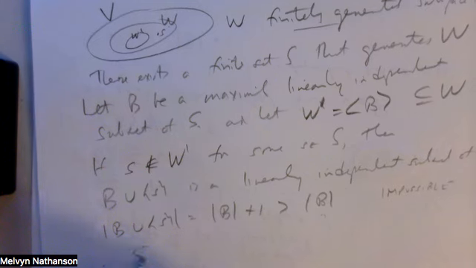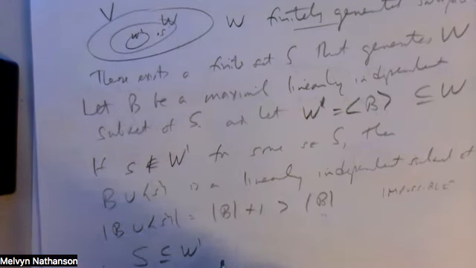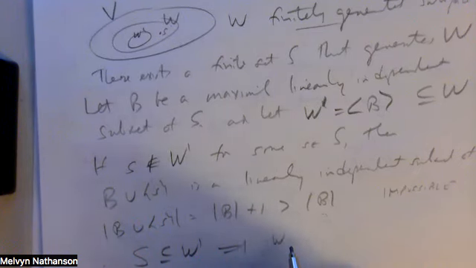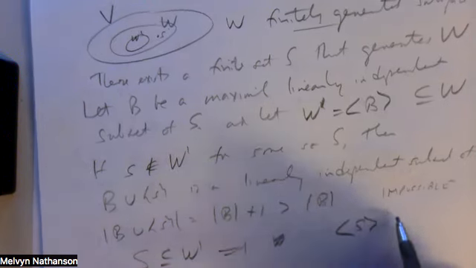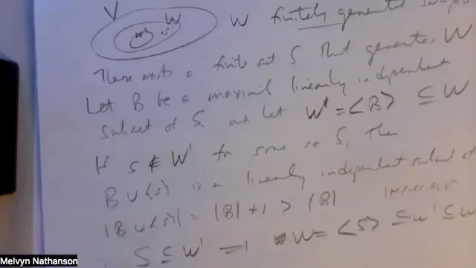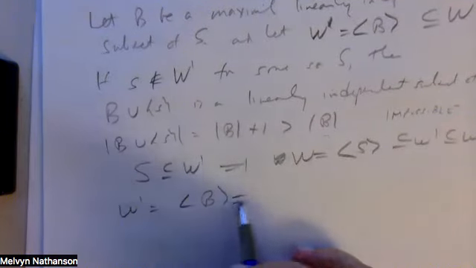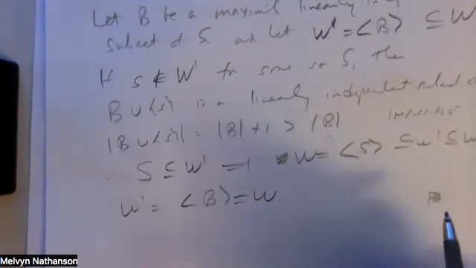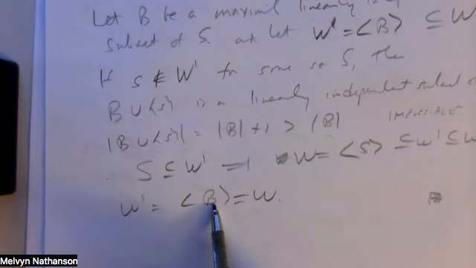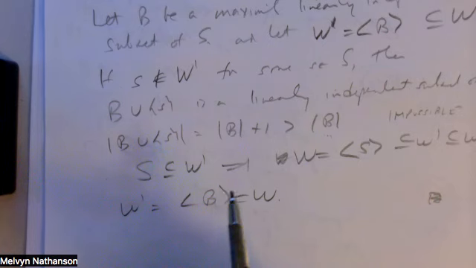So therefore, s is contained in W prime, the whole set S, which means the subspace generated by S is contained in W prime, and that's W, and W prime is contained in W. So W prime, which is the subspace generated by the set B, is the whole subspace W. And that's what we wanted to prove. B is a linearly independent subset of S that generates W.